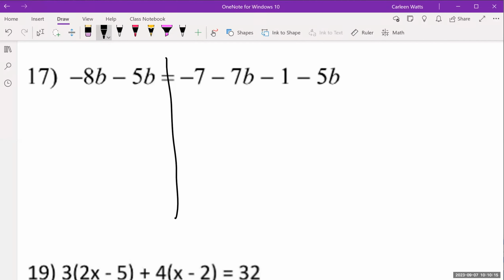Step 1, combine like terms. Yeah, let's look at the left.